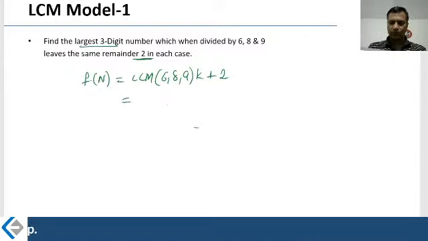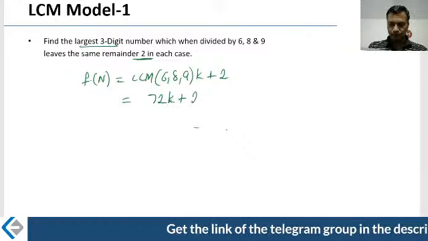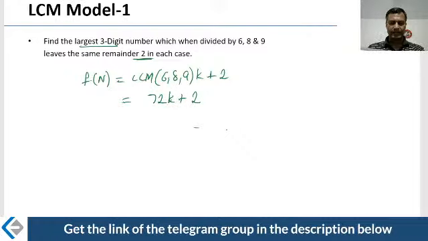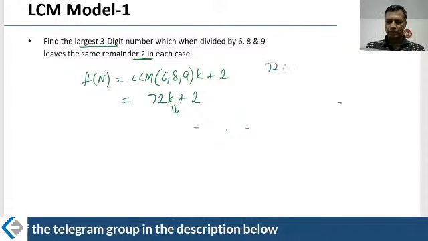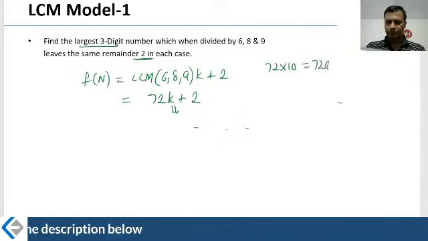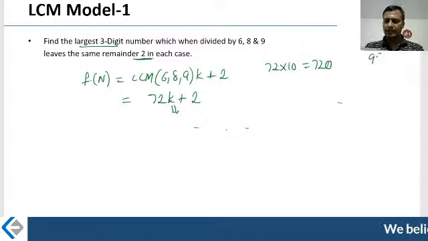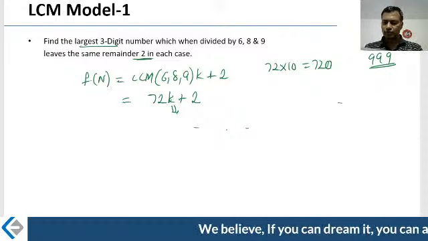Good. What is the LCM of all these particular fellows? 72. 72k plus 2. That's what you are writing, with a suitable value of k. You can of course do the math, because the numbers are simpler. You will say that 72 into 10 becomes 720. You can go up to 999, right? So what is the deficit here?